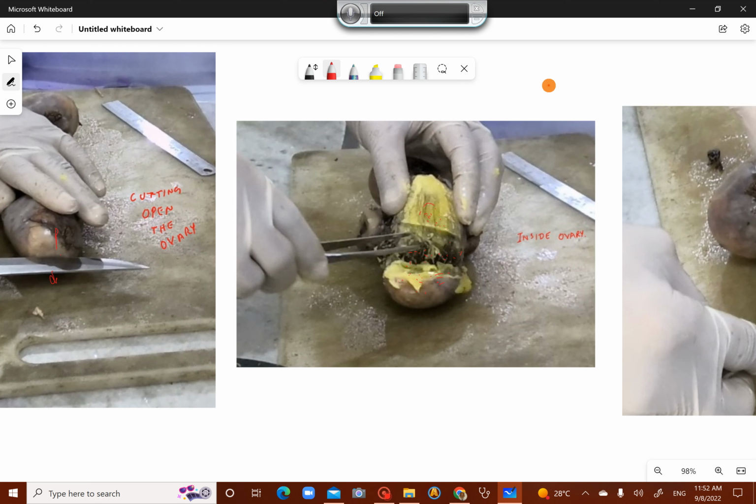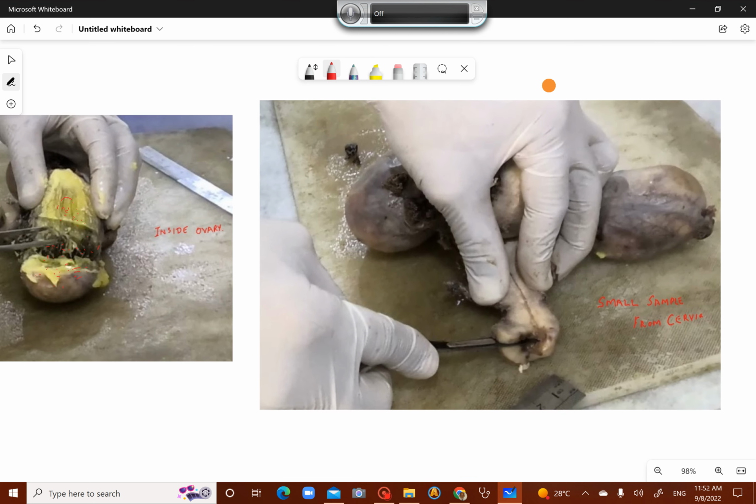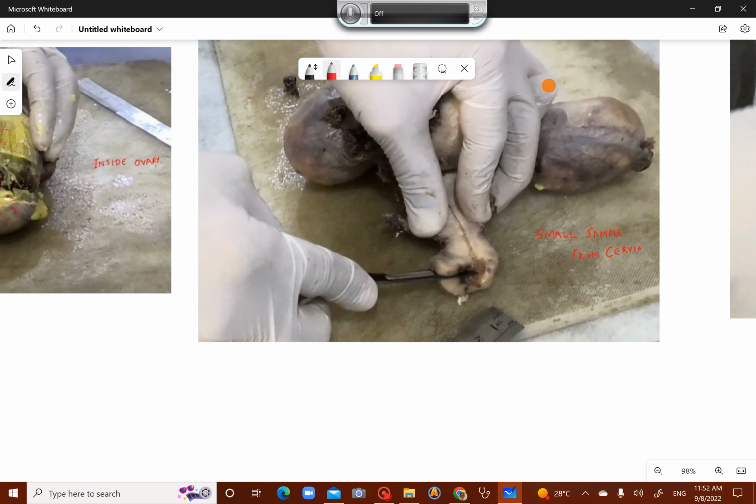So even before you have done any histological examination, the gross findings are so typical that you would be very confident in writing that this is a mature teratoma. Now, after you have cut and opened up the tissues, you take small biopsy samples from the representative tissues. Here we are taking a small sample from the cervix.